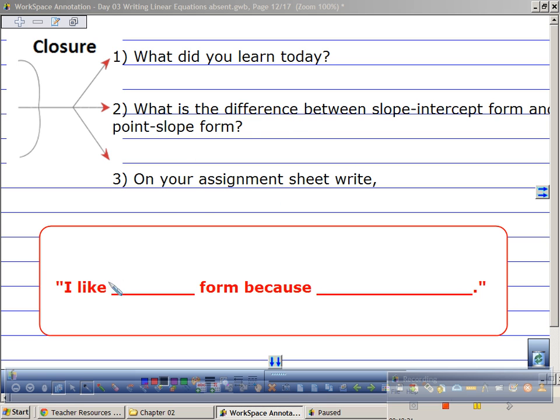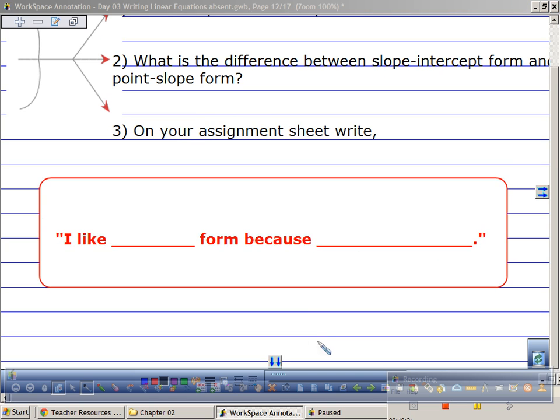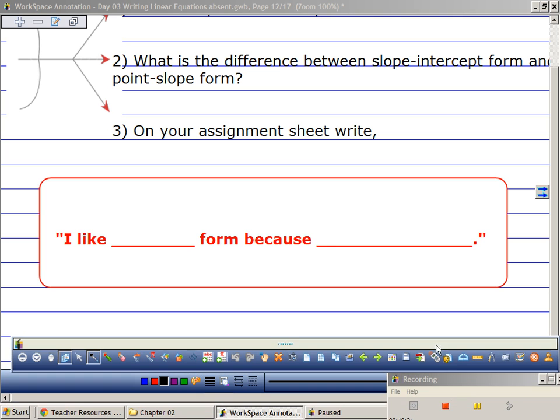All right, on your assignment sheet, I like slope-intercept form because I'm stubborn. You can put that, right? Page 83, I think. Let's say page 83 in the back. All right, good job, guys.